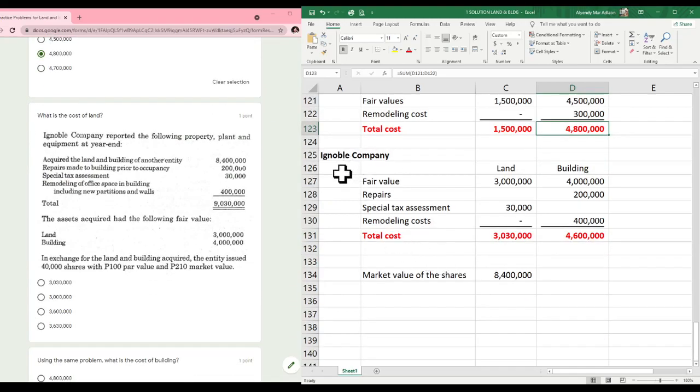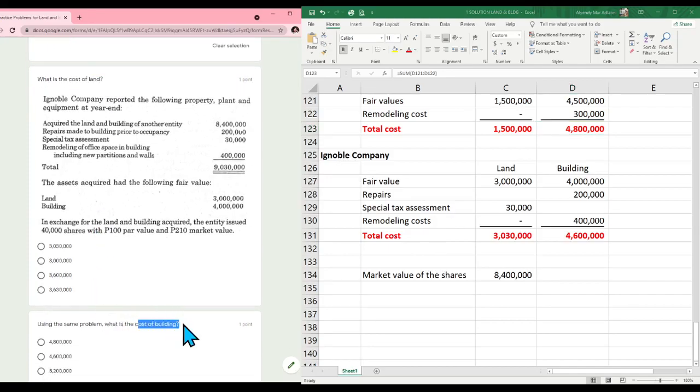Okay? And we go to the last problem. We have the Ignoble Company. The questions are what is the cost of the land and what is the cost of the building. The Ignoble Company reported the following PPE at year end. Okay, so class, take note that what is listed here is the amount which the company reported. And so therefore, it is not necessary that all these amounts are correct. Okay, you are the one to identify what is the correct amount.